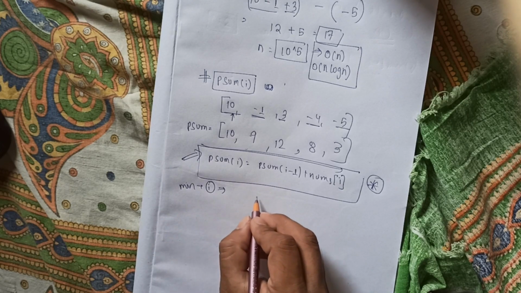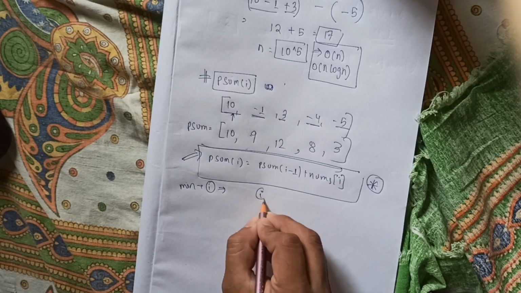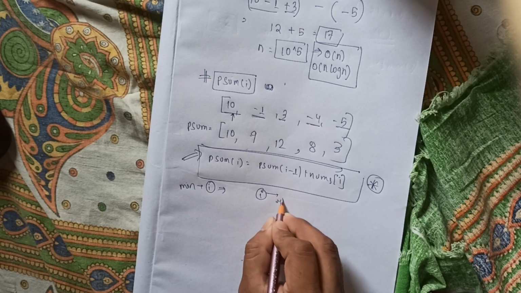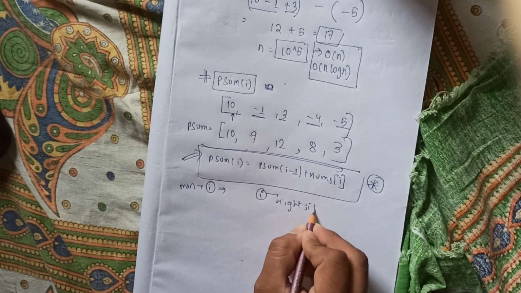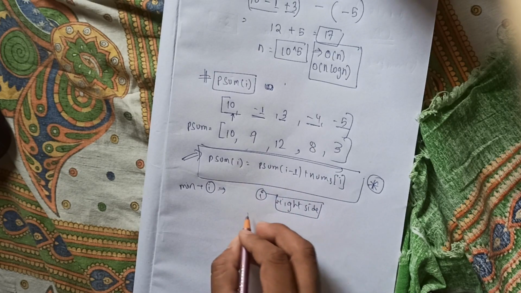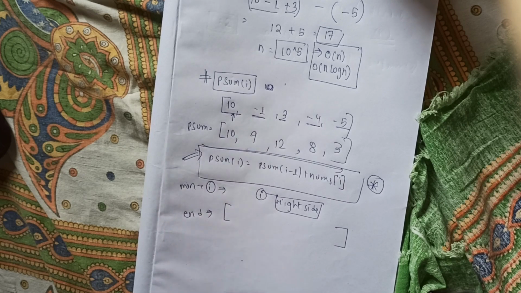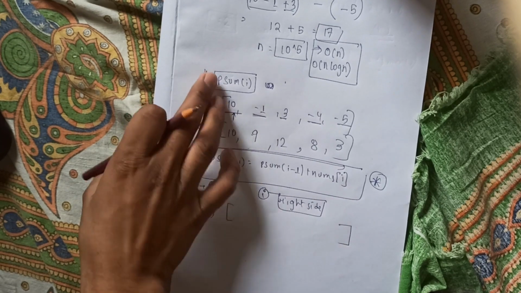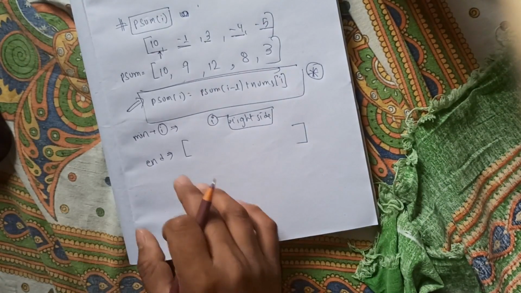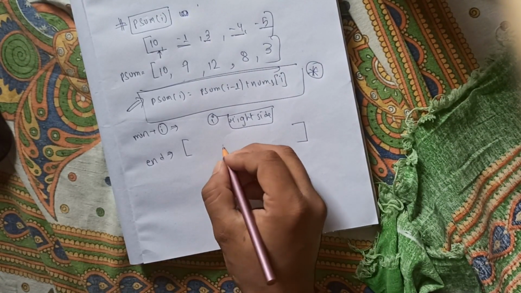So if you are told to find any element which is minimum to its right side, then what you need to do is traverse from the end of the array. So how will you traverse from the end of the array? You will start from the end.